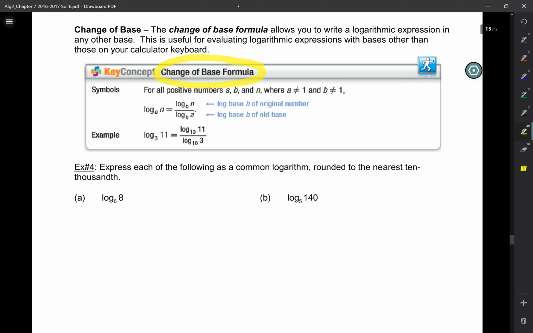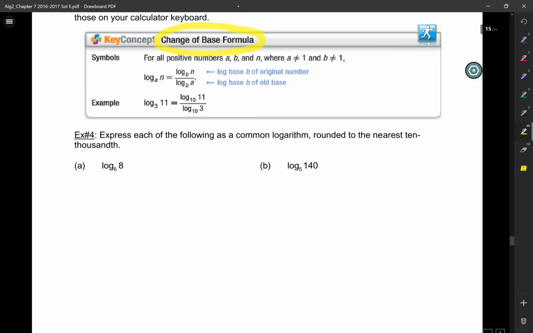Here I have log base 3 of 11. I want to change the 3 to a base of 10. So what I do is log base 10 of this larger number over log base 10 of the 3. And like magic, they're the same thing. So let's try with this one. Let's change the base to a base 10. So this is going to be log base 10 of 8 over log base 10 of 6. The higher number on top, the lower number on the bottom, and that's all.